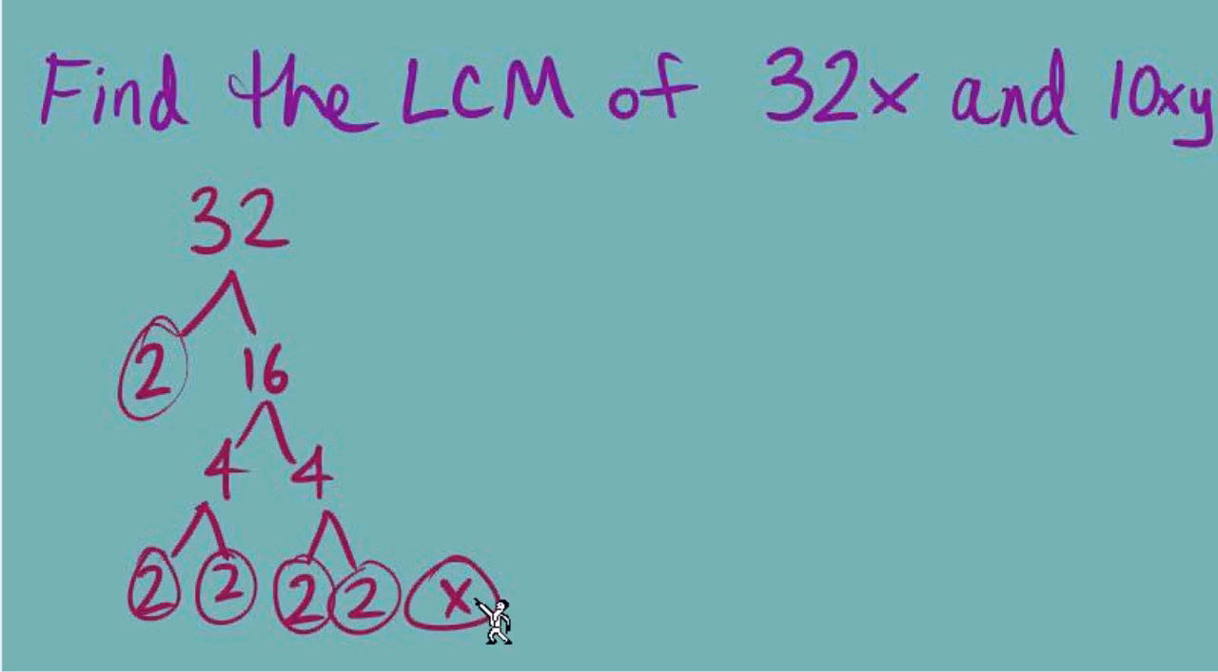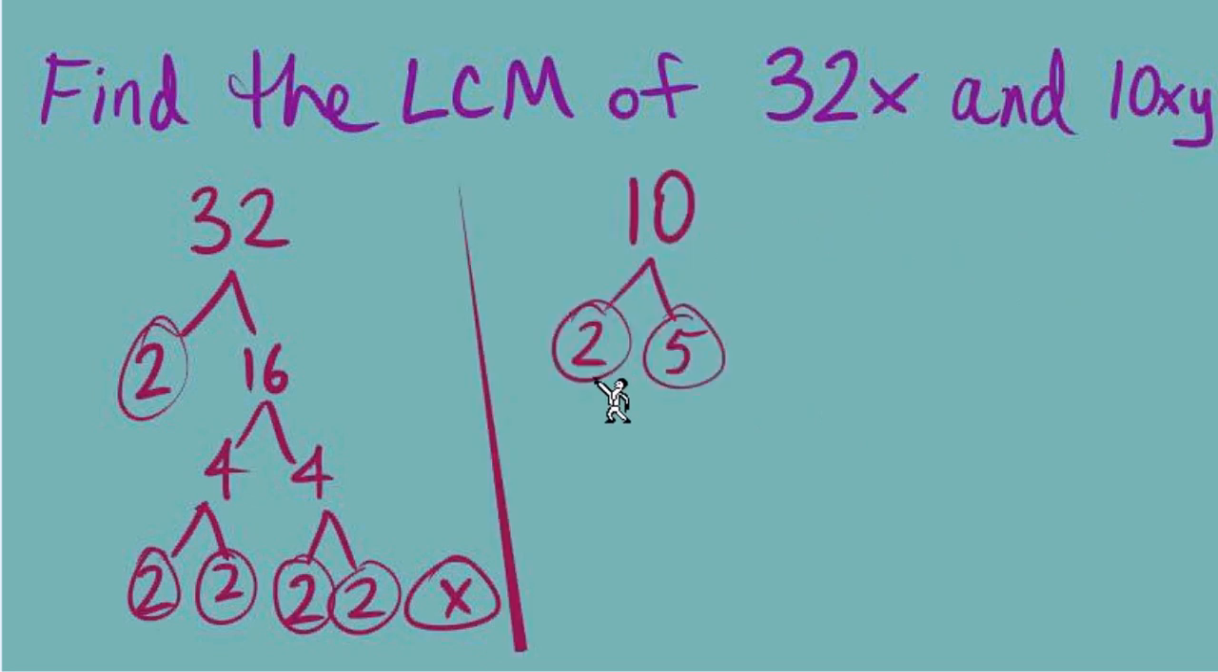So I have it circled there. It's not on the tree. It didn't come from 32. It's that x. There it is circled, so it looks like another prime factor. That's what I like to do with the variables. And we'll see how it works with the tree for 10xy. Start with 10. We've got our prime factors 2 and 5. And I'm going to list down here, on the side, 1x and 1y.